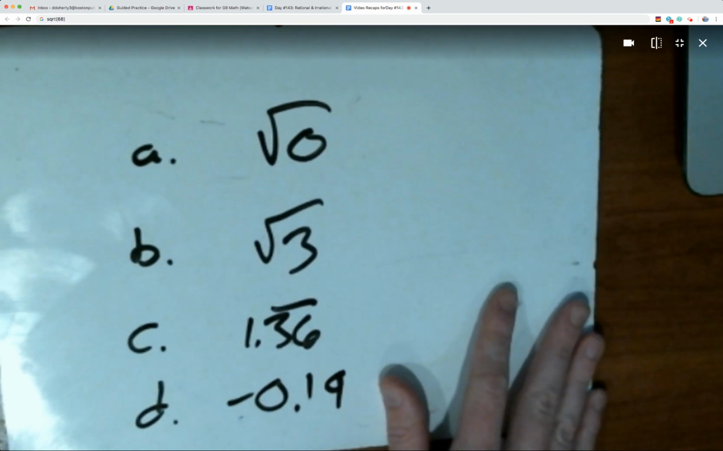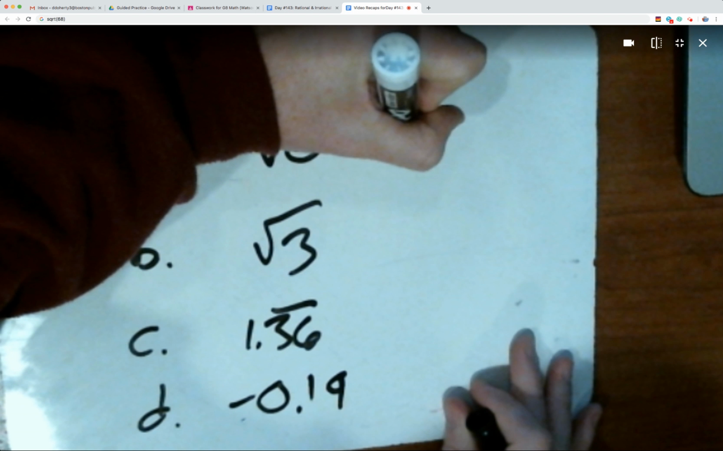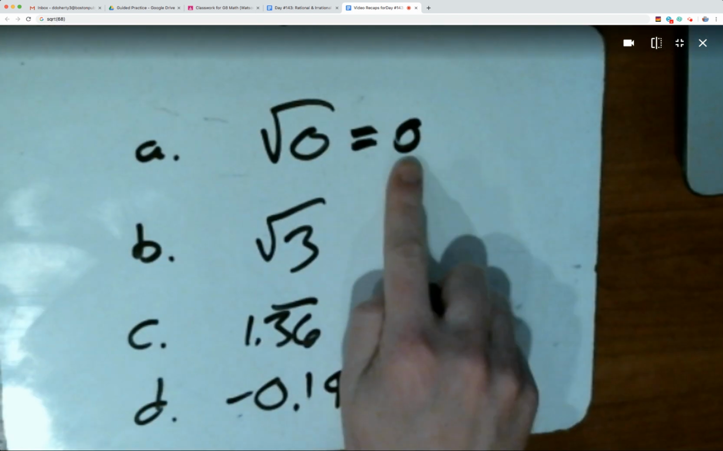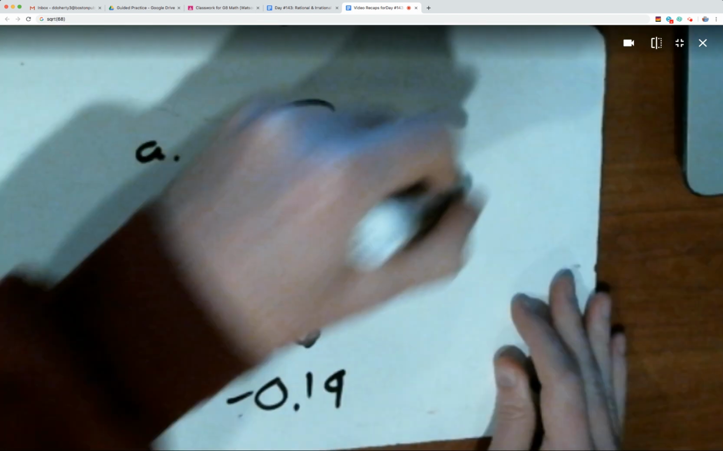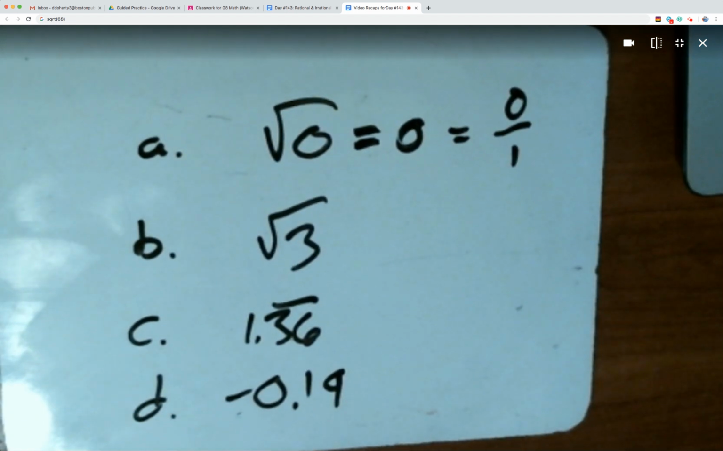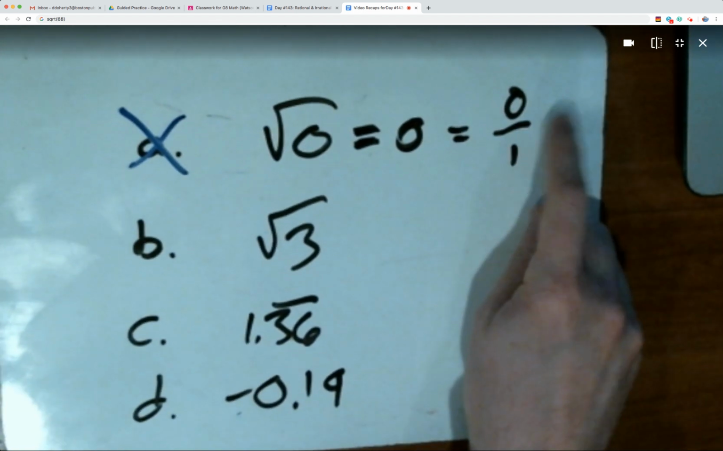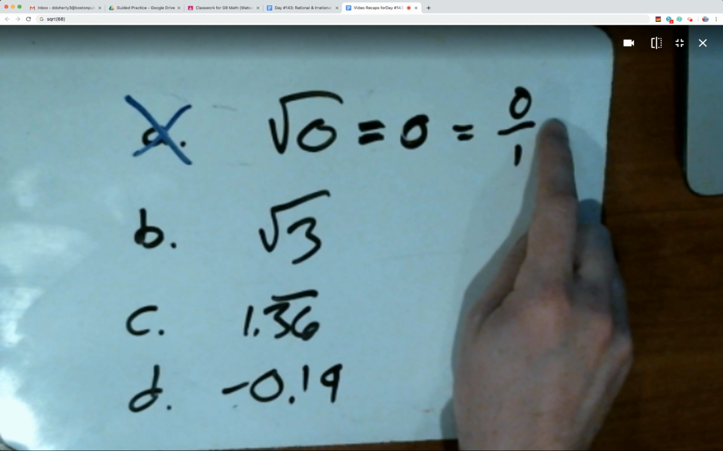The square root of 0, we know, is actually equal to 0, because 0 squared would equal 0. And 0 could be written as a fraction, 0 over 1, as any whole number can always be written as a fraction quickly. So that tells me that answer choice A is incorrect because it's a fractional number, it's rational.